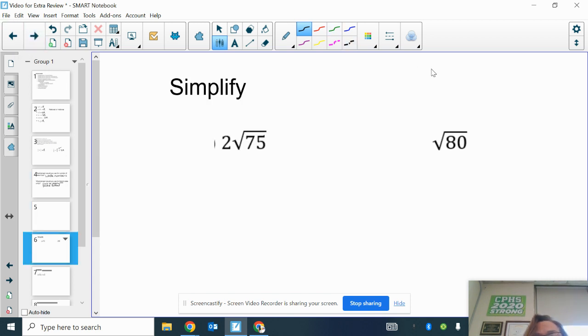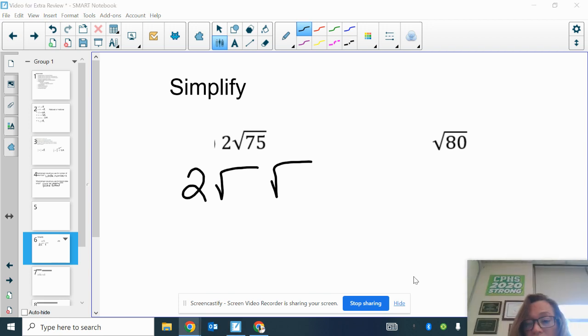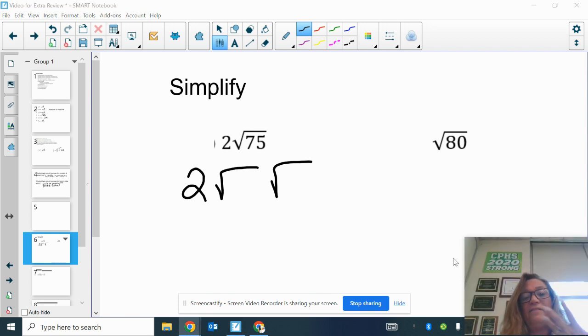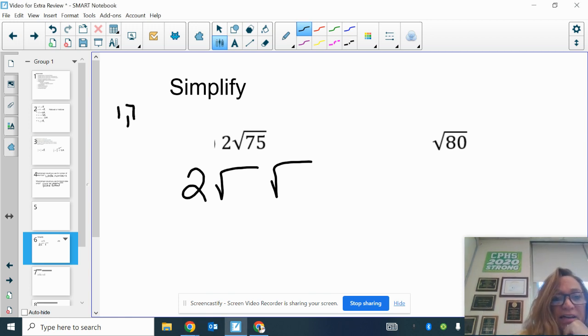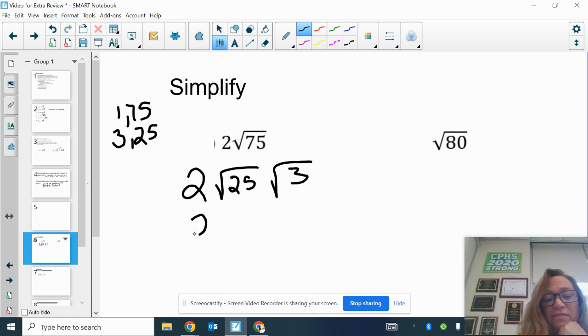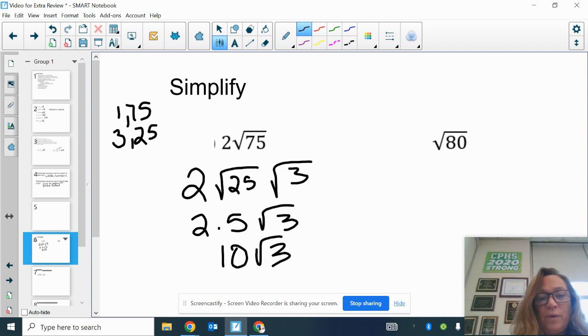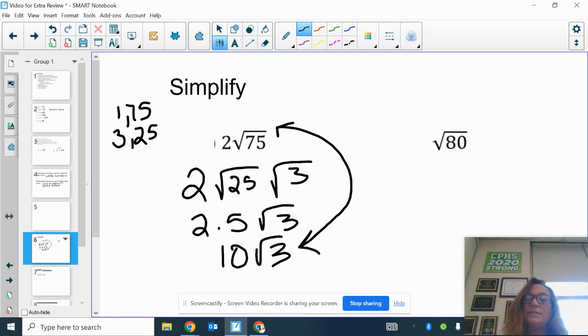And here we go. Simplify. Okay, so the idea of simplifying is that you're looking for two factors of 75, one of which is a perfect square. So I'm looking at 75 and I'm thinking factors of 75. So my choices are 1 and 75, 3 and 25, and that's actually going to work. The square root of 25 is 5, so I get 10 radical 3. You can check this in your calculator. If you enter this in your calculator and you enter this in your calculator, they should have equal decimals.